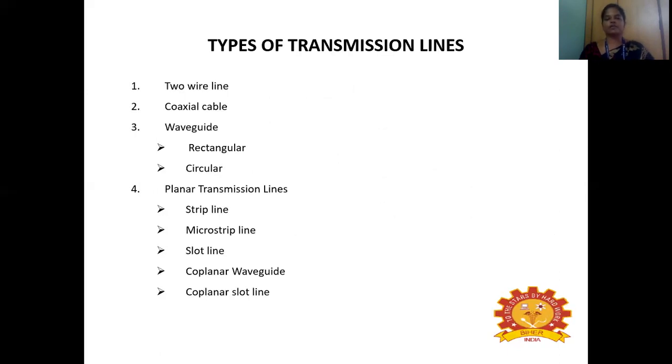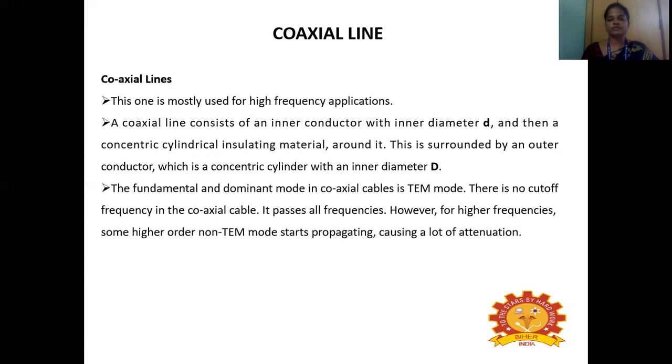Next we will discuss the various types of transmission lines. We can classify transmission lines into 4 types: two-wire line, coaxial cable, waveguide, where the most commonly used waveguides are rectangular and circular, and the planar transmission line. Under planar transmission lines, we have 5 types: strip line, microstrip line, slot line, coplanar waveguide, and coplanar slot line.